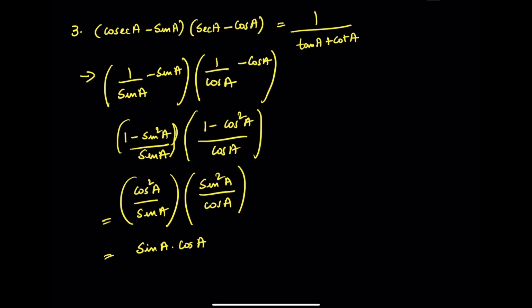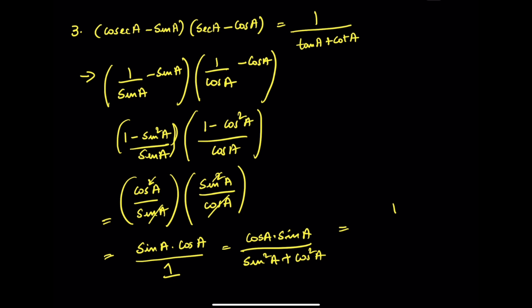But if you notice, in the right hand side we need 1 by tan A plus cot A. So we need something in the denominator. So this is one interesting problem we can solve. So we can write sin A times cos A as sin A times cos A divided by 1, and this one can be written as sin square A plus cos square A. So this will be cos A sin A divided by sin square A plus cos square A. And we have just written 1 as sin square A plus cos square A. Now divide the numerator and denominator with sin A and cos A.